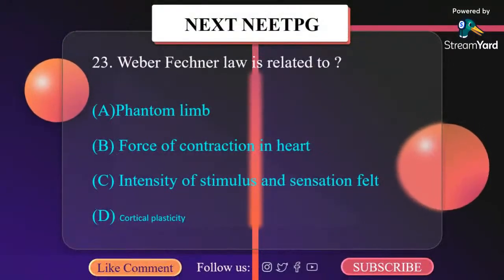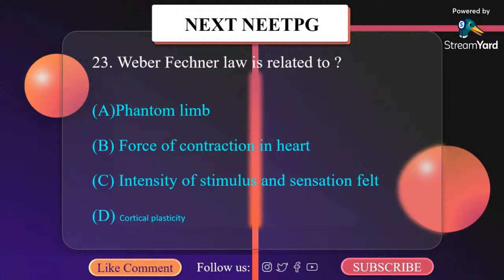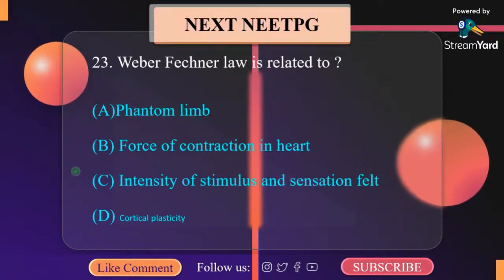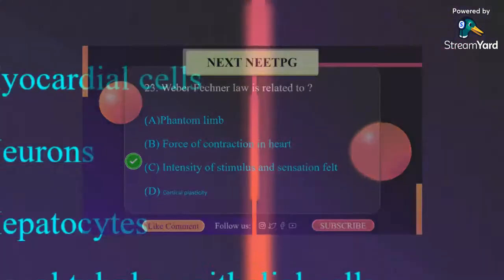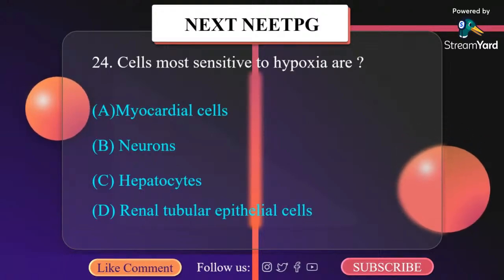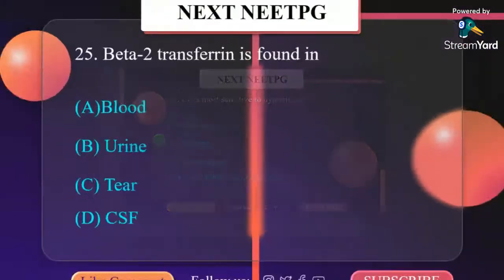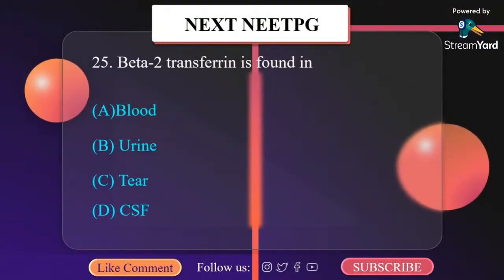Weber-Fechner law is related to A. Phantom limb, B. Force of contraction in heart, C. Intensity of stimulus and sensation felt, D. Cortical capacity. Intensity of stimulus. Cells most sensitive to hypoxia are A. Myocardial cells, B. Neurons, C. Hepatocytes, D. Renal tubular cells. Neurons. Beta 2 transferrin is found in CSF.